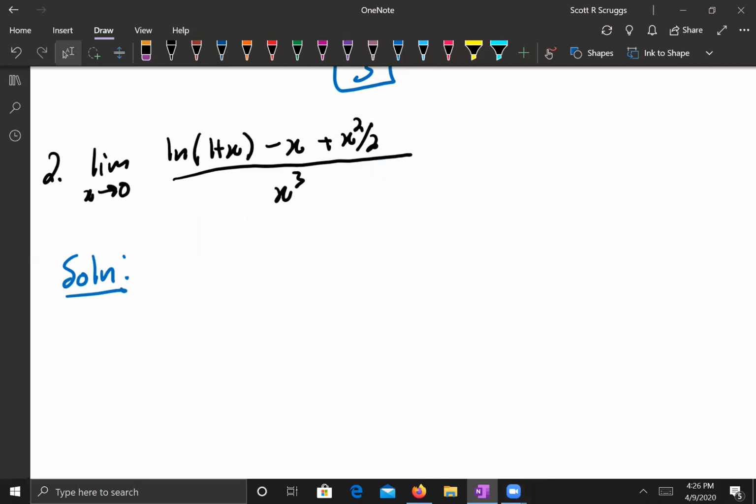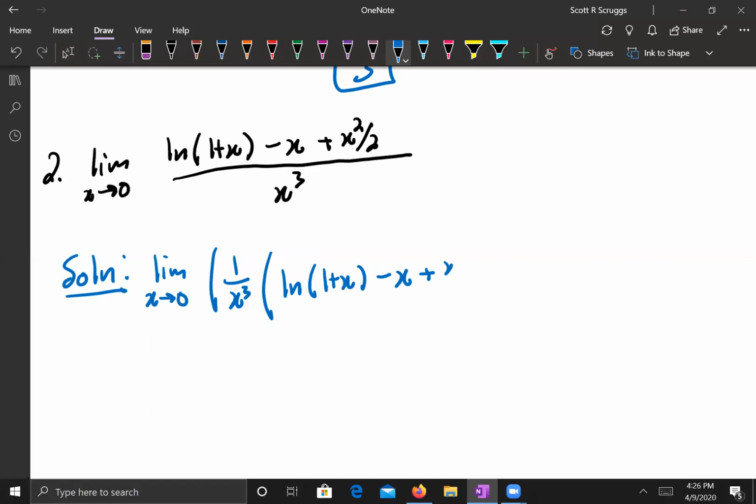Okay, well, let's go to the solution. So just like before, taking the limit as x goes to 0, because that x to the cubed power is in the denominator, I'm going to move that up to the front as 1 over x cubed. So that's natural log of 1 plus x minus x plus x squared over 2. And what did we get for the Maclaurin series of natural log of 1 plus x?